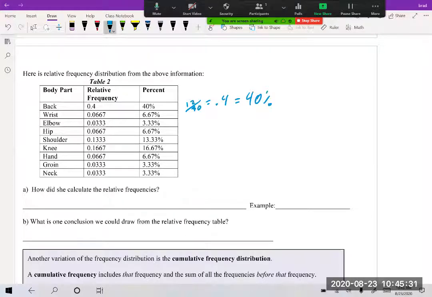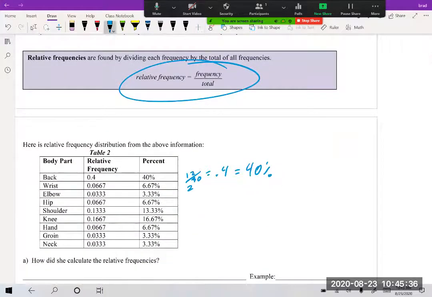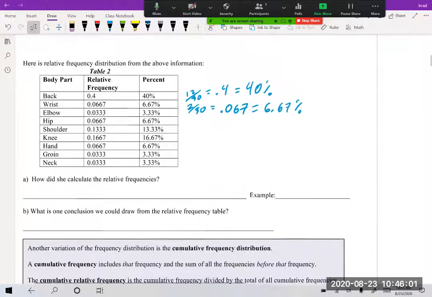And you could do the same for each one of these. Let's see, wrist was 2. So if we do 2 divided by 30, we would get 0.067. It's actually 0.666666 repeating, right? But that's about 6.7, oops, because they wanted you to round off to a certain number of decimals in this. It looks like two decimals for the percentage. Okay, and you could go on and on and on.